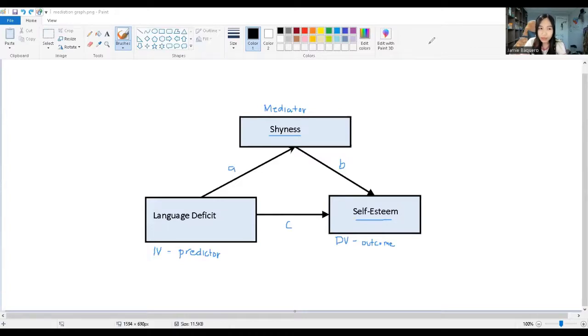It should be presented from the predictor variable to the outcome, representing different effects, which are direct effect, indirect effect, and total effect. So to further explain what are these effects, the direct effect is the effect that the predictor, language deficit, has on the outcome, which is the self-esteem. So we can say that these two are the direct effect.